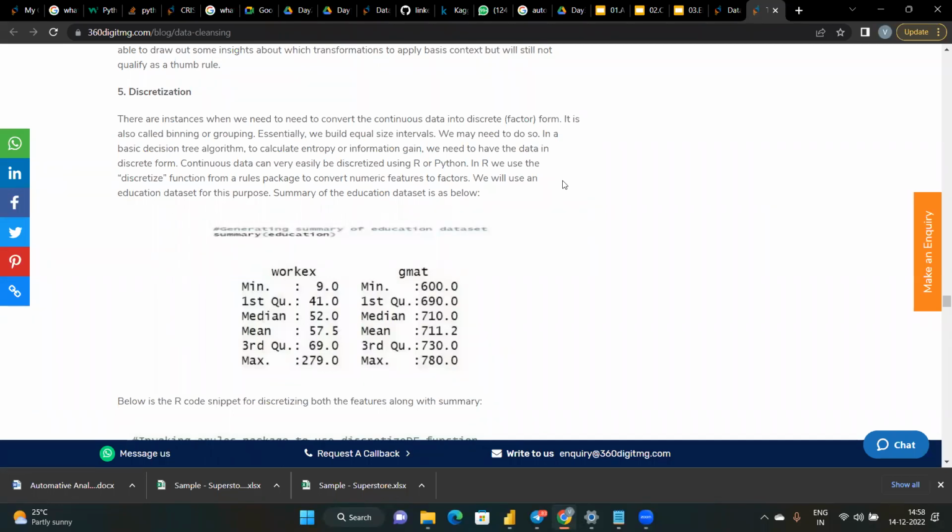We may need to do this because, let me say, of a basic decision tree algorithm. I didn't explain decision tree yet, guys, so I'm just going to read this and make sure you understand it. As we move on to decision tree, I'll explain this. Here you can see in a basic decision tree algorithm, we calculate the entropy for information gain. We need to have the data in discrete form. So guys, what does this indicate? In a decision tree, if we calculate the entropy and the information gain, we should always have the data in discrete form. Continuous data can very easily be discretized using R or Python.